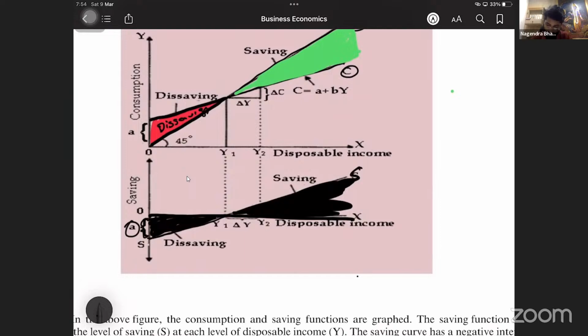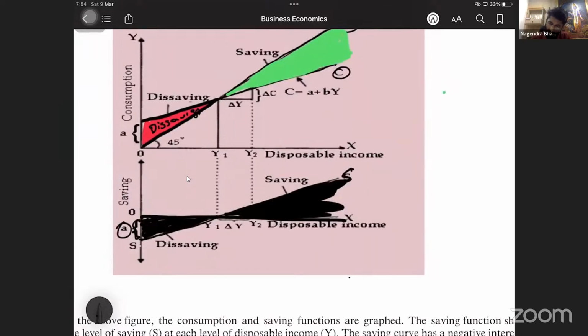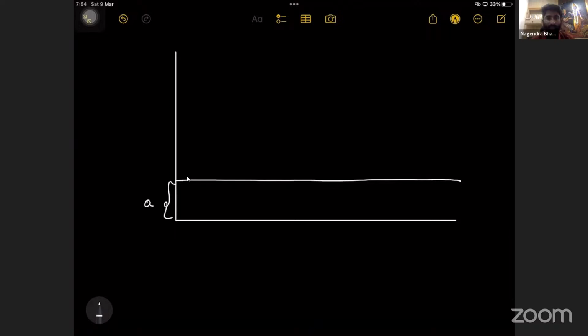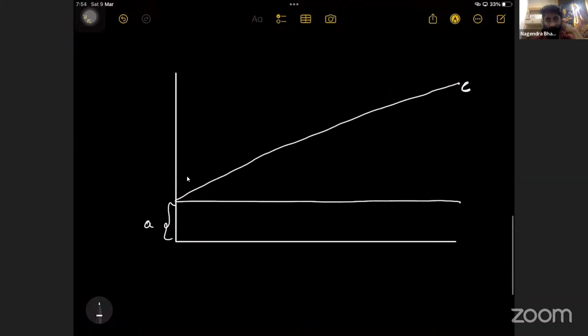Okay. Once we will revise here. Shall we revise once? Yes, sir. Listen. This is the graph. And what is this? Tell me fast. This is A. What is A? Constant expenditure. Now, what is this, sir? Something that starts from A. That is consumption. This is the consumption line.